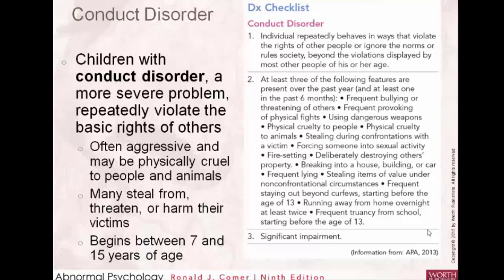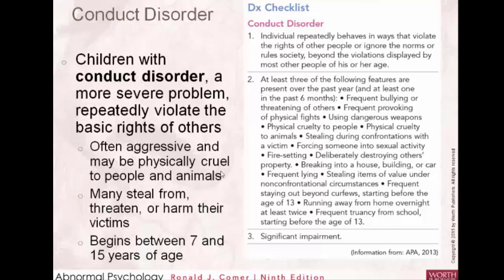So the child who has ODD, oppositional defiant disorder, is a child who just doesn't listen to their parents. They're just not really obedient, and they're annoying and obnoxious. But when you get to conduct disorder, we have crossed a line. We are in a whole other class of problem issues here. These are individuals who violate the rights of others without empathy. They don't feel guilty about what they do, typically. They don't feel sorry for other people, and they engage in some pretty serious behaviors. For example, being aggressive, physically cruel to other people.